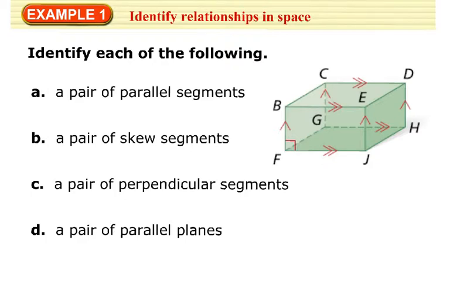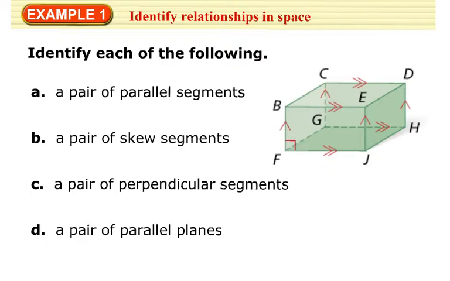So in here, we're asked to identify the following. It says we're going to identify a pair of parallel segments. So here we've got symbols of parallel all over the place. See how these double parallel symbols are on here? All of the lines that have this double arrow are parallel to one another. And all of the ones that have this single arrow are parallel to one another.